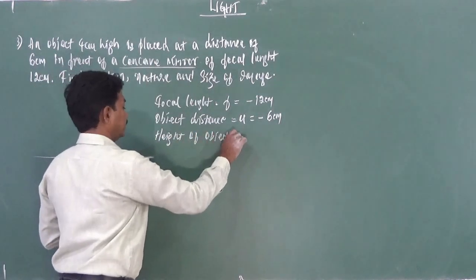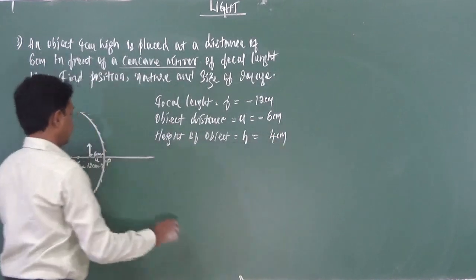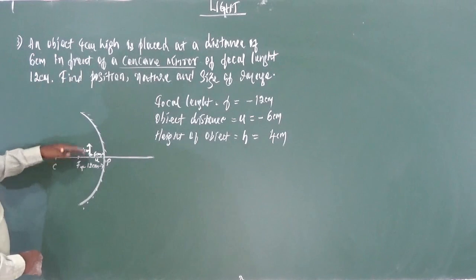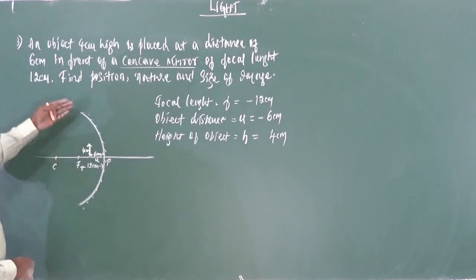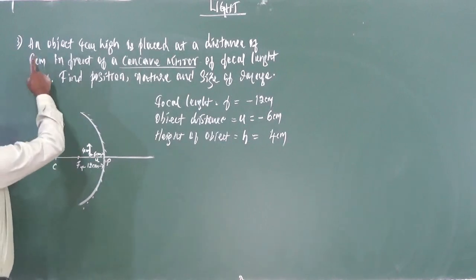Height of the object h is 4 centimeters. So this is 4 centimeters. No problem because it is positive, because it is placed above the principal axis. You are measuring something above the principal axis.